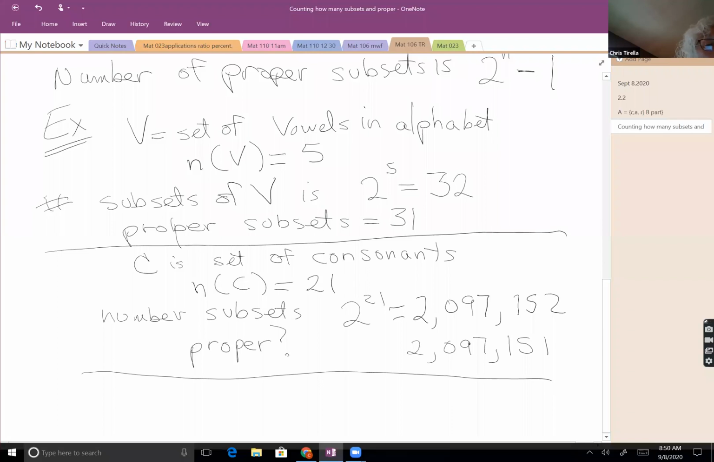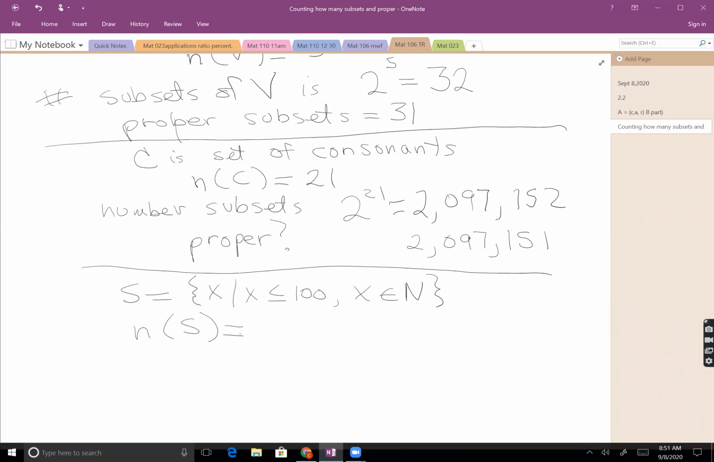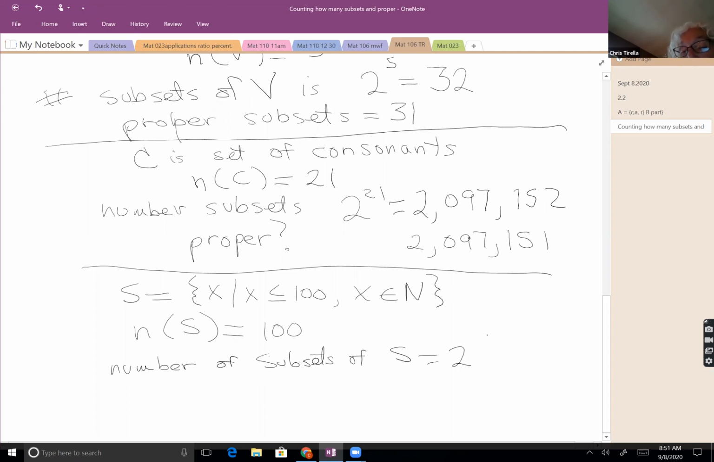Let's look at another one. Let's have S be defined as the set of all x such that x is less than or equal to 100 and x is a natural number. What's the cardinality of S? How many numbers are there less than or equal to 100? 100. We all in agreement? Yes. If I ask for the number of subsets of S, that would be 2 to the 100th power.